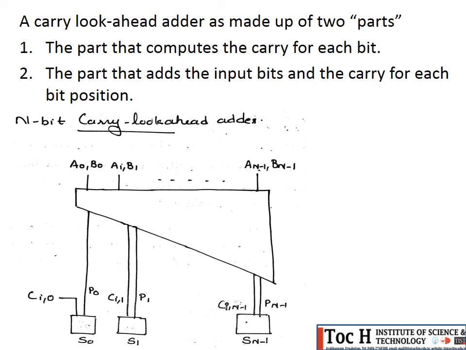Ci plus 1 is actually what? Gi plus Pi into Ci, where Gi is Ai Bi.